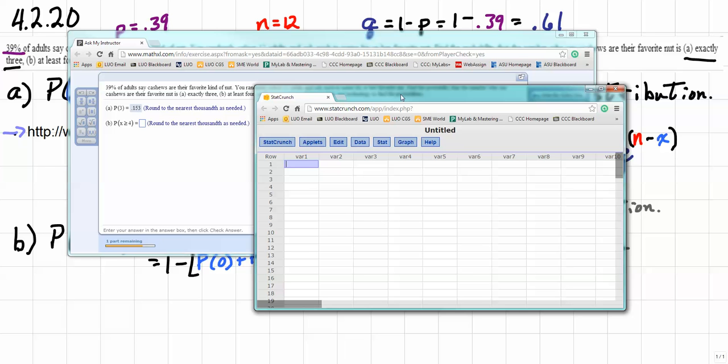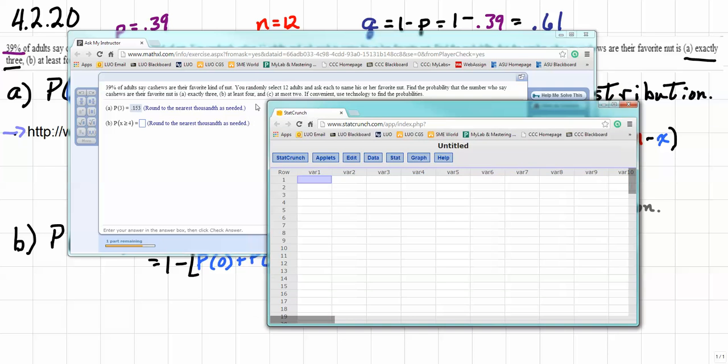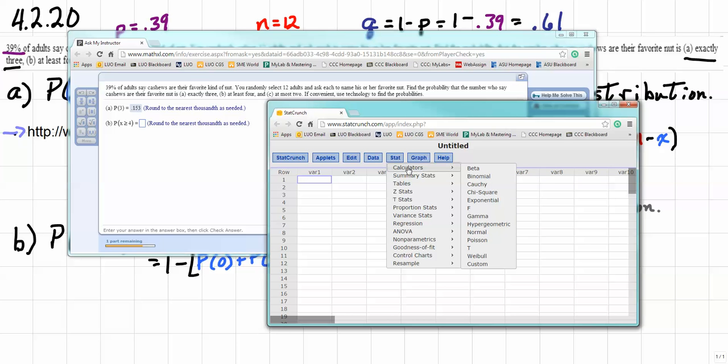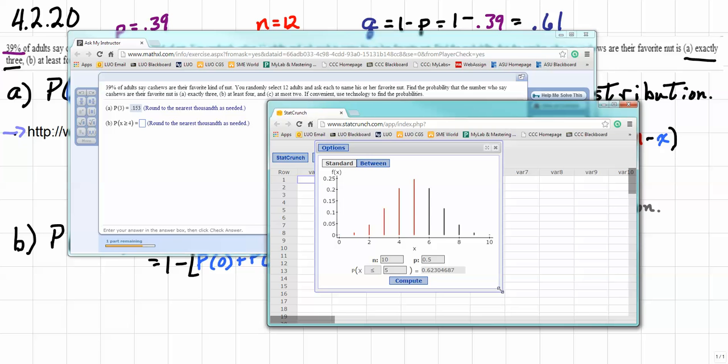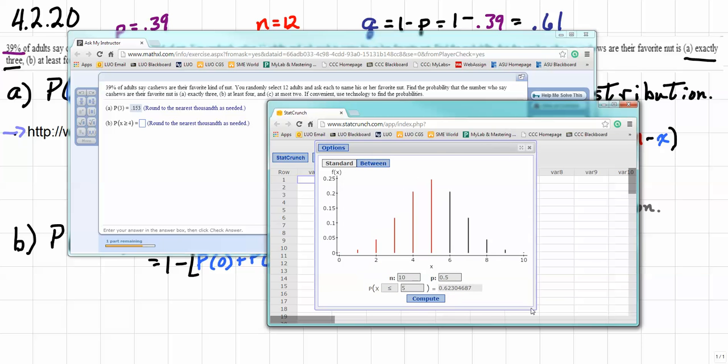Now we're going to use the information that's contained in the problem to do this. For a binomial, we're going to use a binomial calculator. What I want you to do is left click the Stat button. Then you are going to highlight Calculators, and you're going to scroll over here, and you are going to left click Binomial. And then you're going to have this pop-up window. This pop-up window is where you're going to input your information.